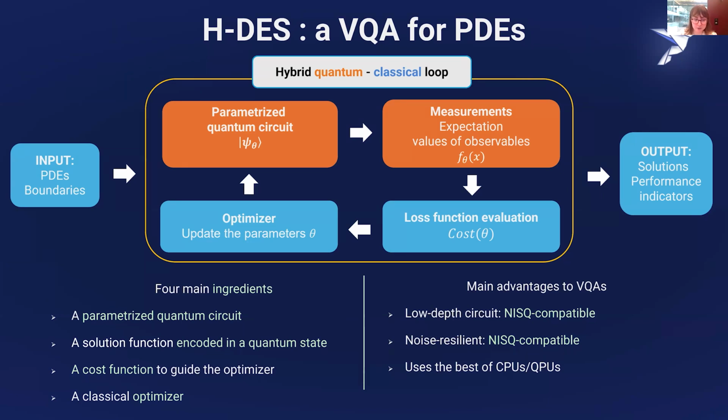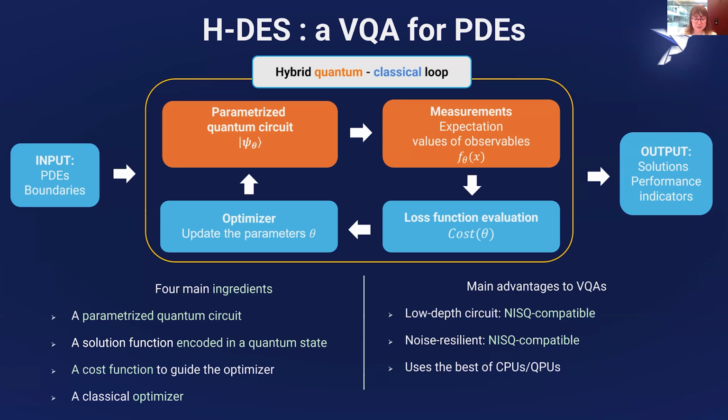There's a parameterized quantum circuit on the quantum computer. There's a trial solution function to the set of PDEs, or several trial solution functions, encoded in quantum states that are generated by parameterized quantum circuits. There's a cost function that guides the optimization process, and then there's the classical optimizer itself.